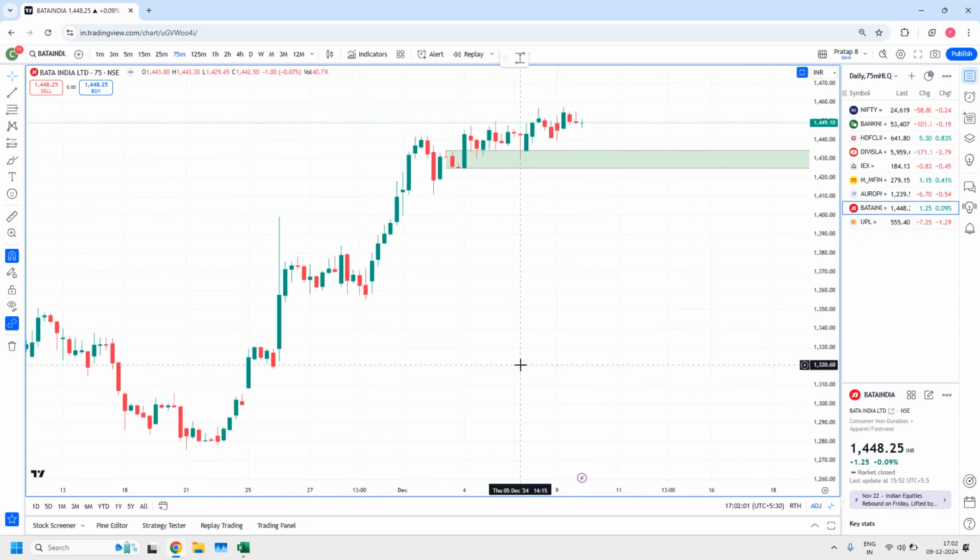And UPL we already discussed. So this is the high liquidity zones analysis.